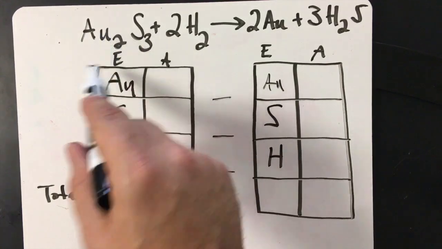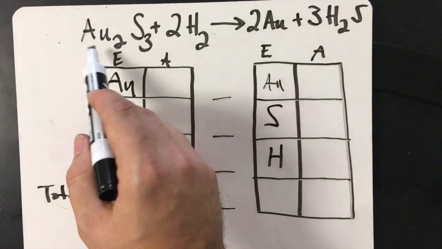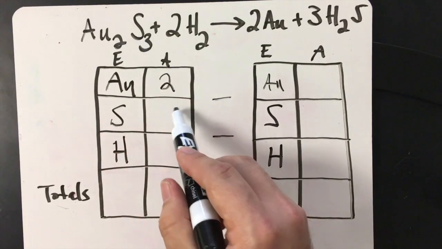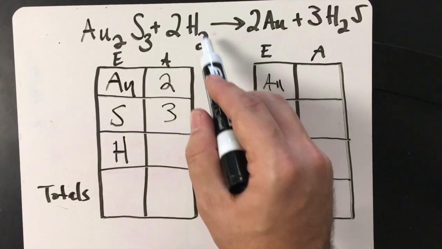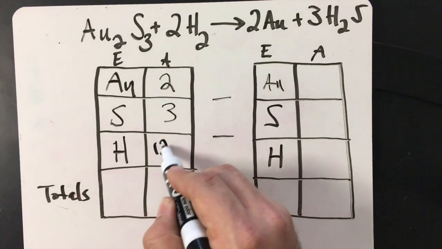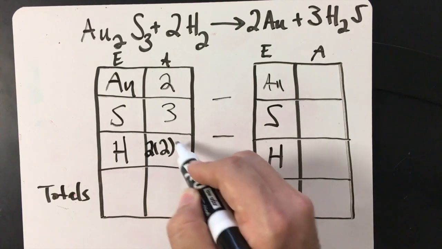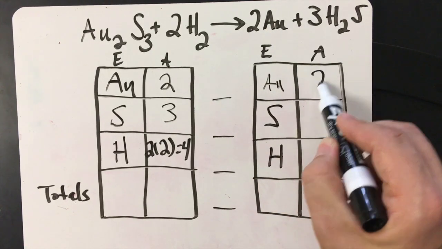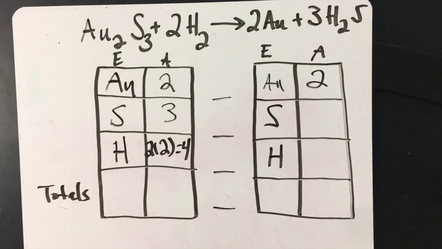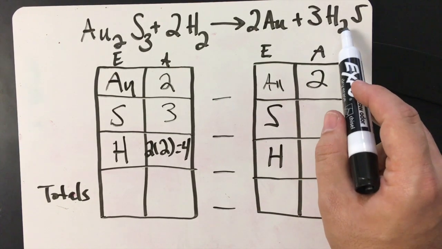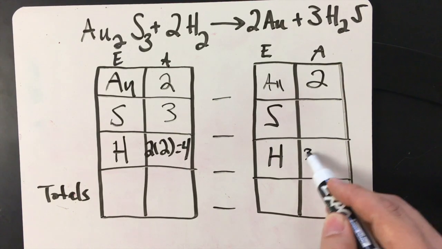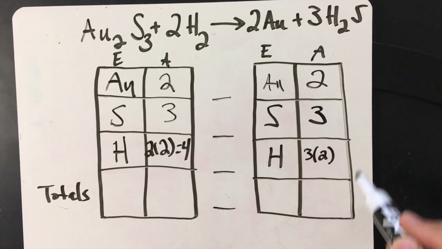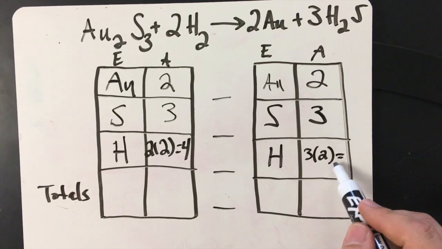So now we'll go through and find the atoms for each one of these. So starting on the left, we have Au, that's 2, S, that's 3, and then hydrogen here has a subscript of 2, and we multiply that by the coefficient of 2, which gives us 4. Now on this side, we have 2 golds, because 2 times the subscript of 1, then 3 times the subscript of 2 for hydrogen, and 3 times 1 for sulfur would be 3. So when we do 3 times 2, that's 6.